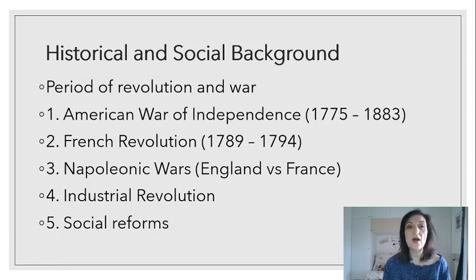Then we have another important war. We said that this is the age of revolutions and of wars. Maybe the most important wars which Britain fought during this period were the Napoleonic Wars, in which England, with other European countries, fought against Napoleonic France.